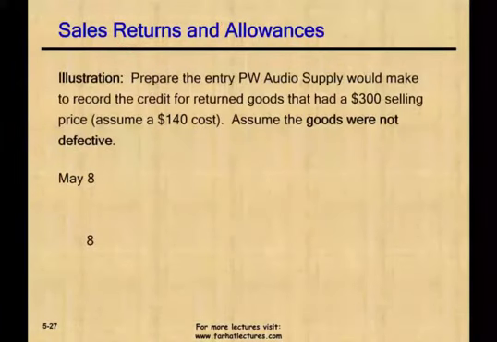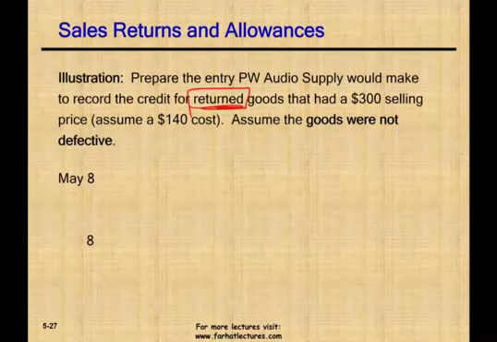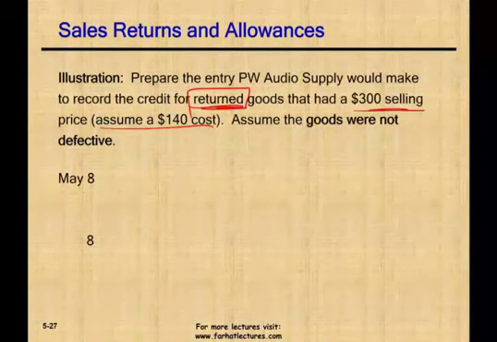So let's go ahead and work this example. Prepare the entry PW Audio would make to record the credit for returned goods. Notice now they actually returned them, that had a $300 selling price, and assume a cost for PW of $140.